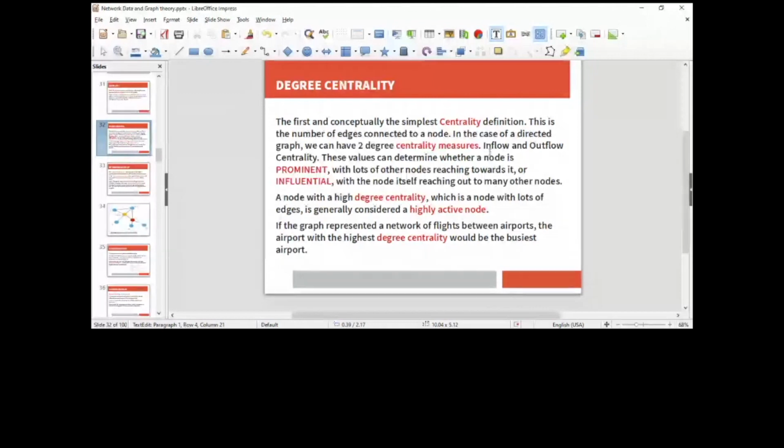So these values can determine whether a node is prominent, with lots of other nodes reaching towards it, or influential, with the node itself reaching out to many nodes. It's very key. Algorithm, centrality. Even if you look at it from a human point of view, a prominent node can be a good leader.